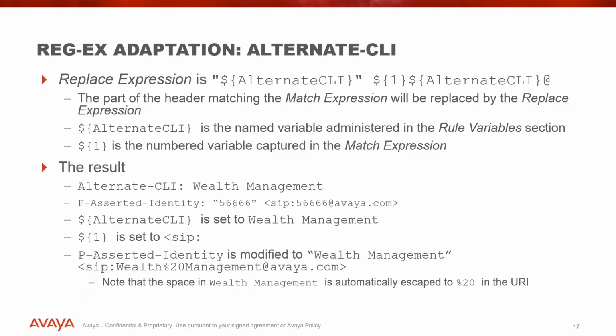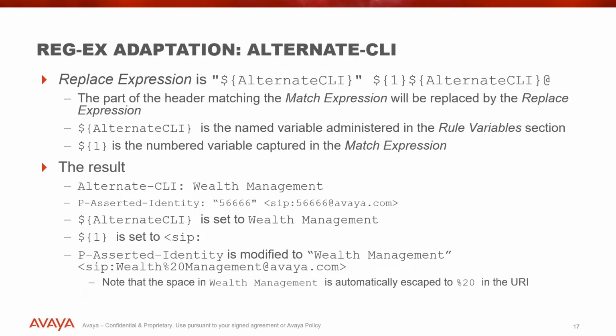Follow that by ${alternate-CLI} and then an @. So the part that matches the match expression gets replaced by the replace expression. The rest of the header is left alone. If there's more after the @, and there should be more after the @, that part is untouched. The part that matches the match expression is the only part we're going to touch.